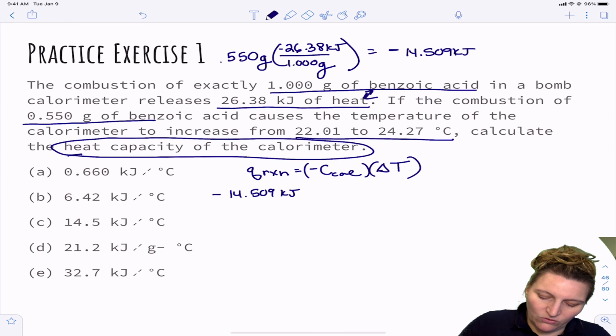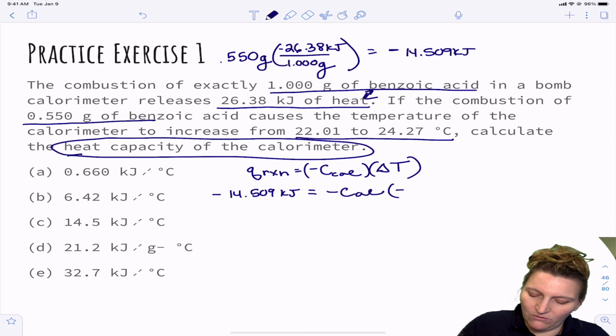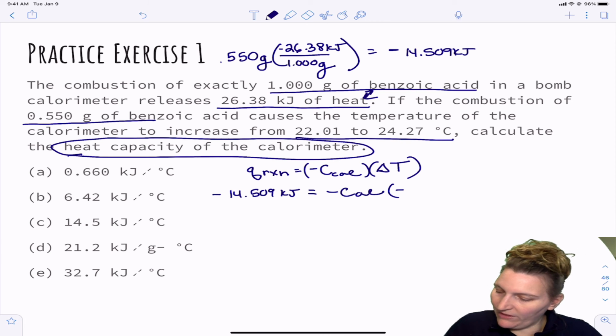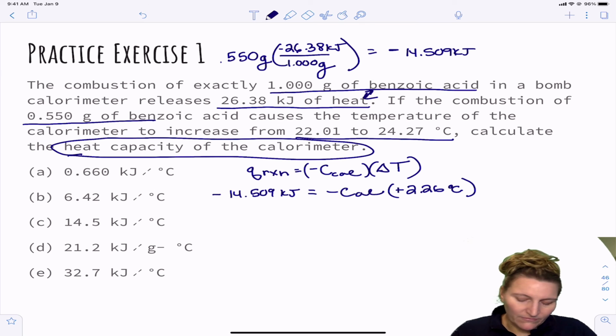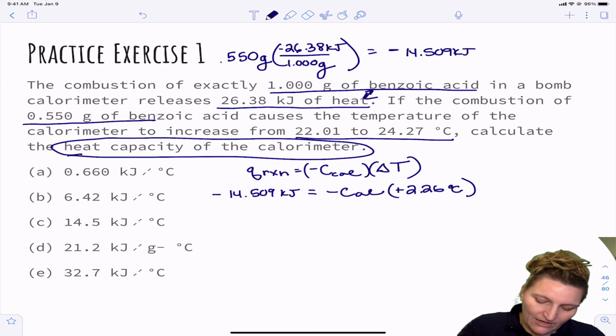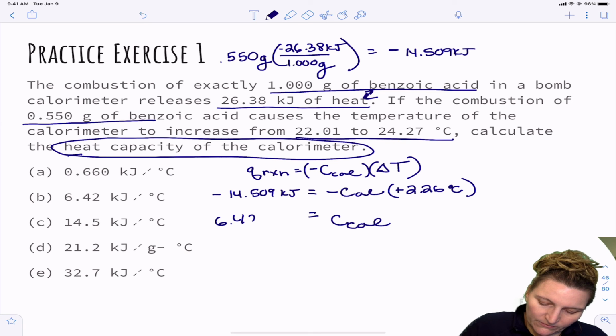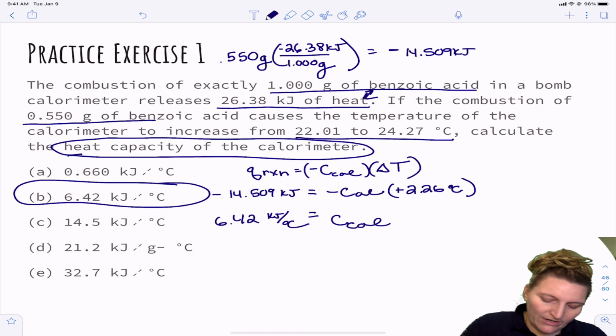So negative 14.509 kilojoules equals negative C calorimeter times delta T, which is final minus initial, positive 2.26 degrees Celsius or Kelvin. I divide, and I am left with C calorimeter being 6.42 kilojoules per degree Celsius. So the right answer there is B.